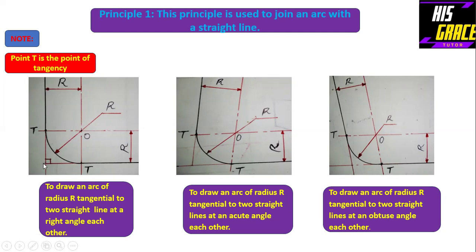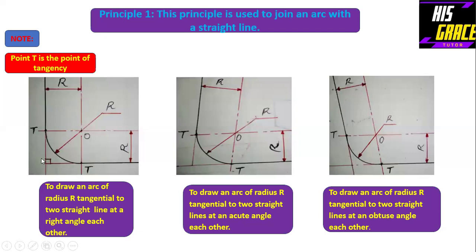Okay, then you take a measurement of 20 millimeters from this point to this point here. Then you draw a line. So at this point where we have 20 millimeters, you draw a center line parallel to this vertical line. Okay, so that is the line that we have here.